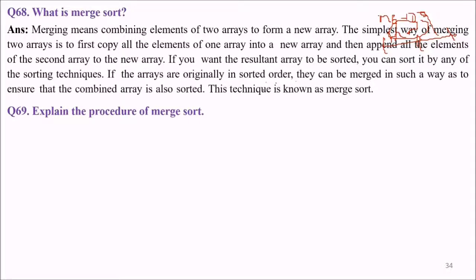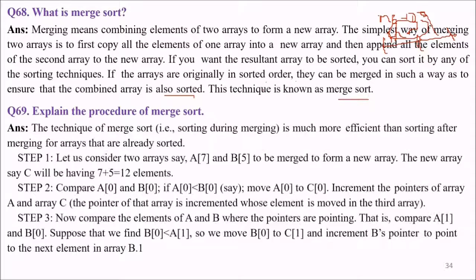If you want the resultant array to be sorted, you can sort it by any of the sorting techniques. If the arrays are originally in sorted order, they can be merged in such a way as to ensure that the combined array is always sorted. This is known as merge sort. Let us see the procedure of merge sort.